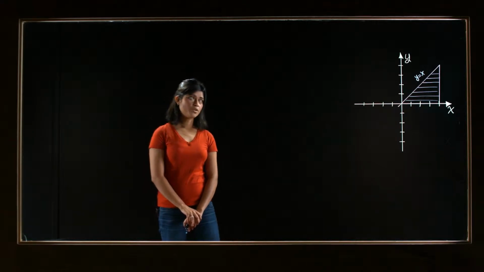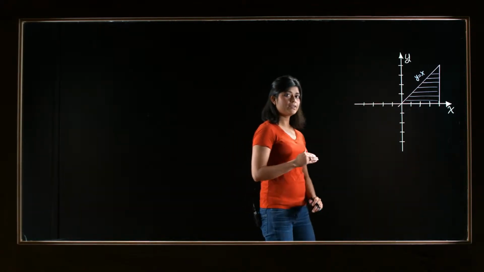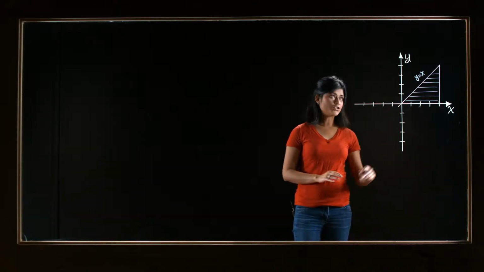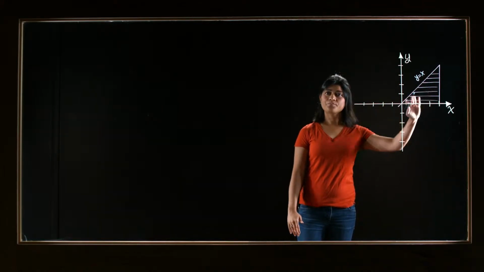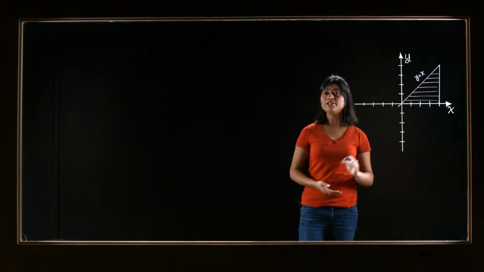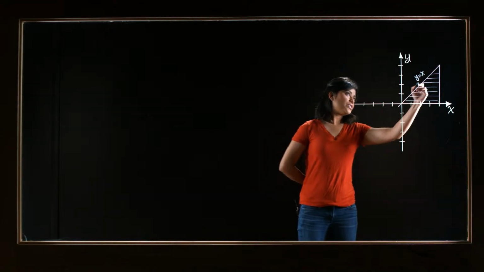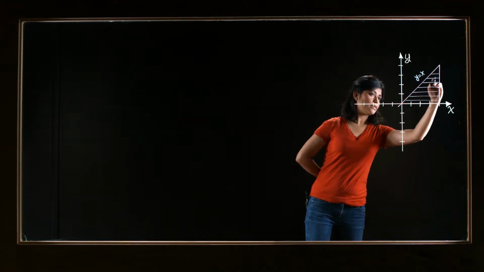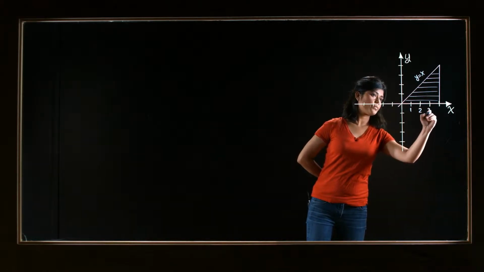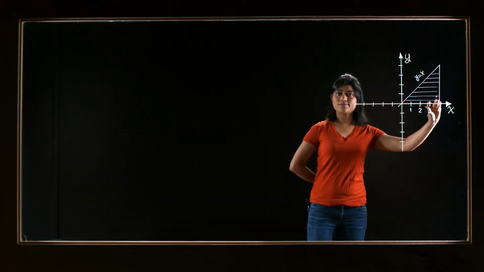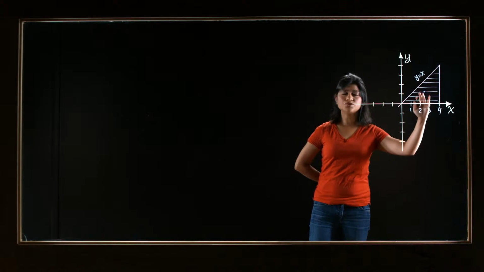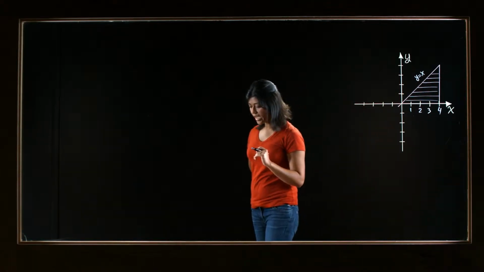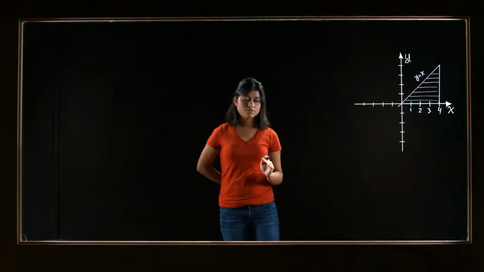In this problem, we have to evaluate the area of a region, and the region is right here, using double integral. So notice the region is bounded by y equals x and the line x equals 4 and x-axis. Okay, so it's a triangular region. Now, we have to use double integral.